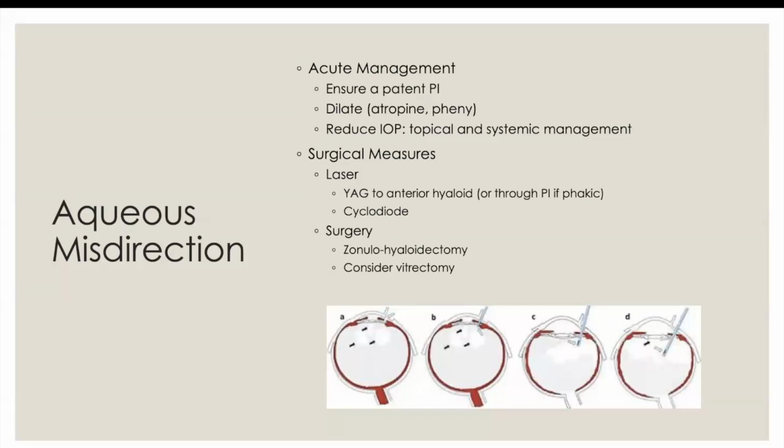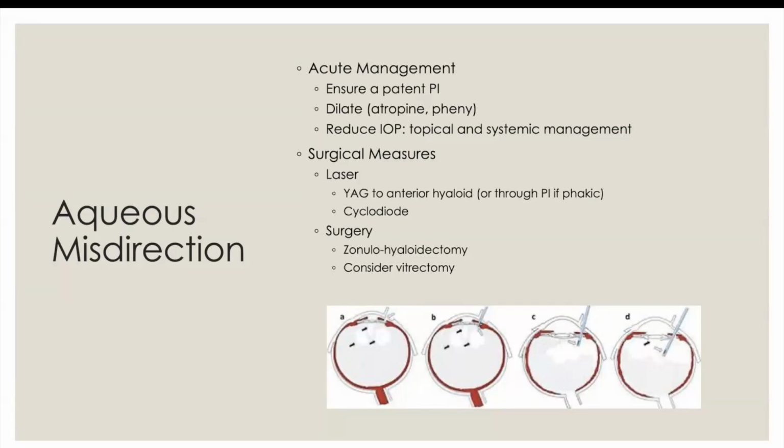So you can do that basically through the lens if the patient is pseudophakic, or if they're phakic and they have a PI, you can sometimes just YAG through the PI into the vitreous. Cyclodiode can help settle down an acute attack as well. But there are surgical measures as well.